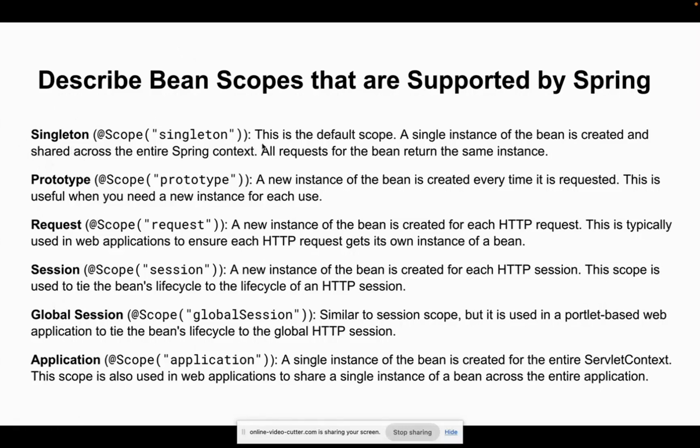The Singleton is the default scope. A Singleton instance of a Bean is created and shared across the entire Spring context. All requests for the Bean return the same instance. So no matter how many times you make a request, you always get the same instance of the Bean.